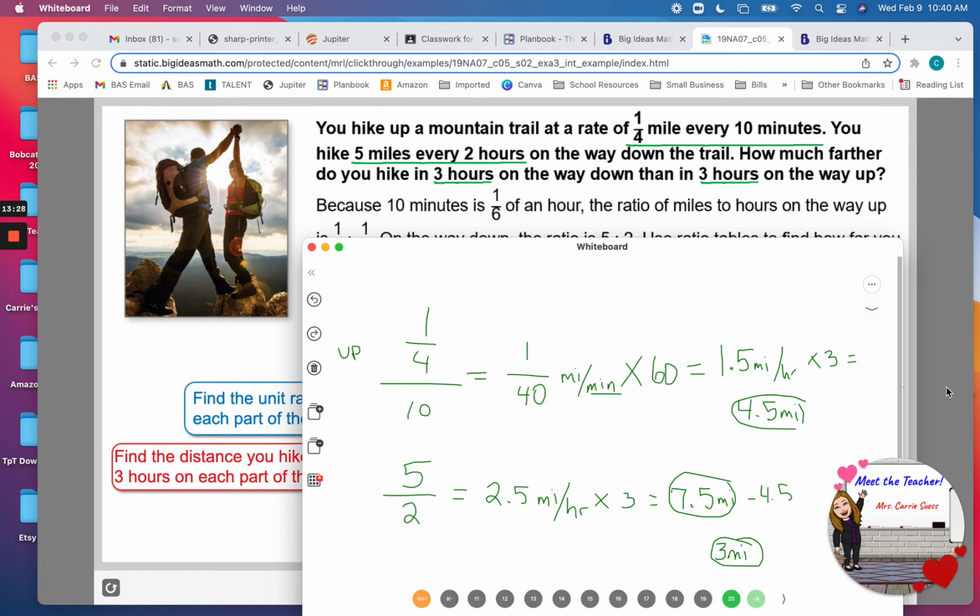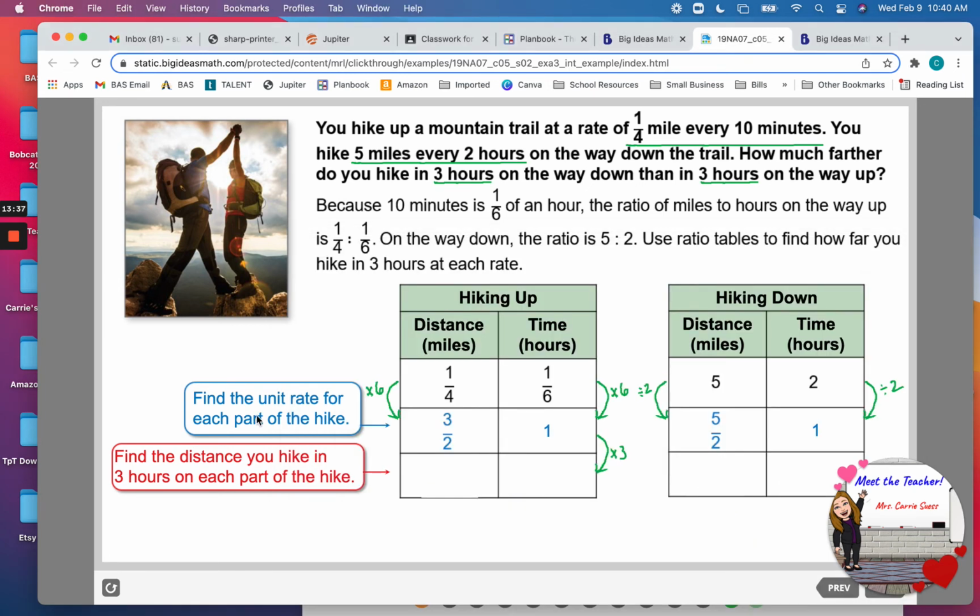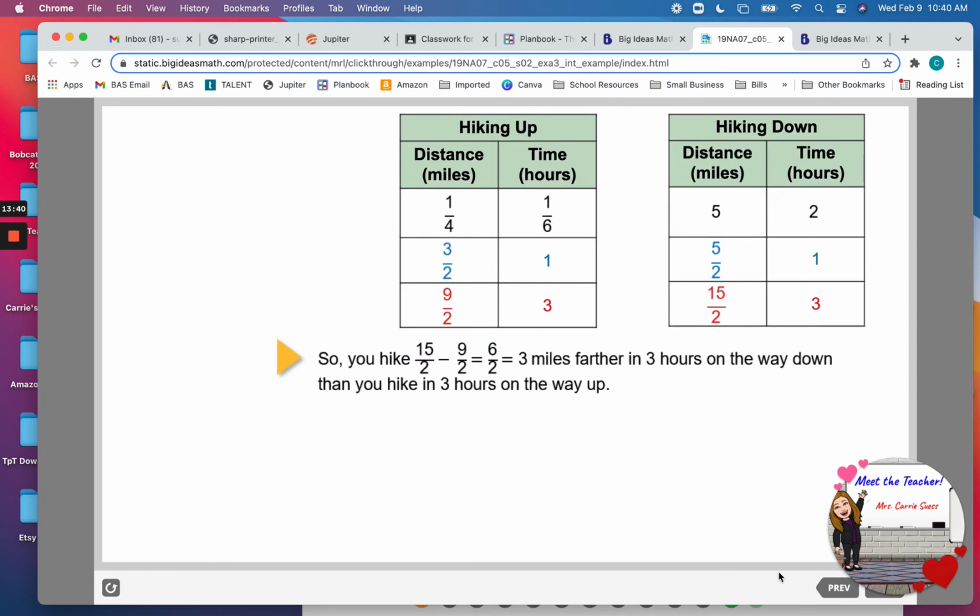Okay, does everybody have this? Yes, ma'am. Okay, I'll give you a second. And then I'm going to go finish clicking on their example and see if they got the same answer. Do we do a self-assessment? Hold on, I want to make sure. So, yes, 3 miles farther on the way down than on the way up.